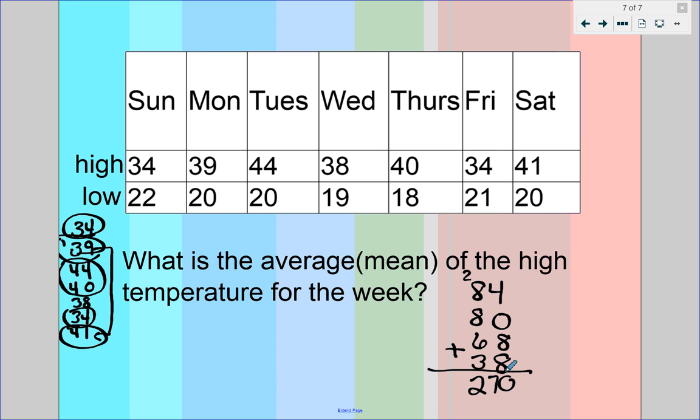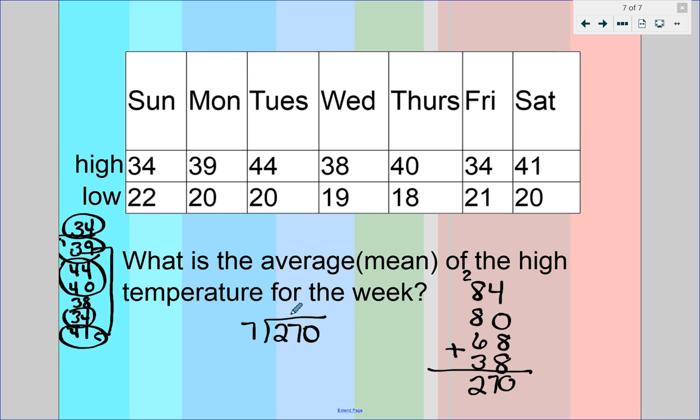Okay, double check your work. 8 and 4 is 12, plus 8 is 20. 2 and 8 is 10. 18. 18 and 6 is 24. 24 and 3 is 27. Okay, so we have 270 divided by the number of numbers. 1, 2, 3, 4, 5, 6, 7.